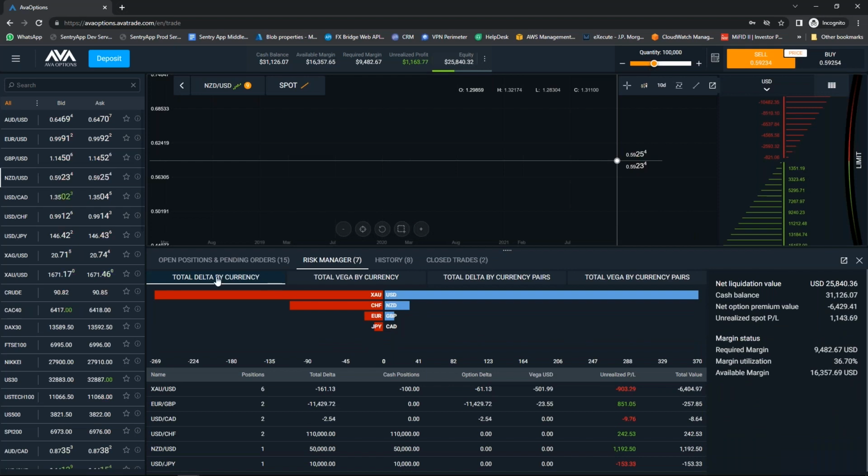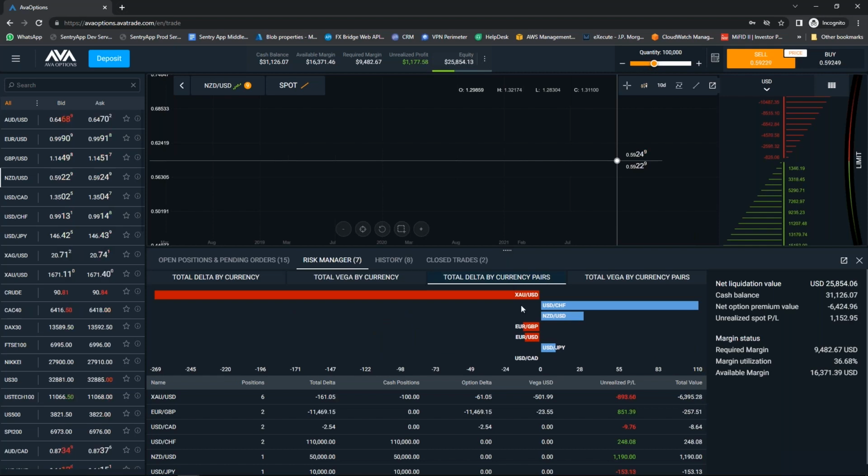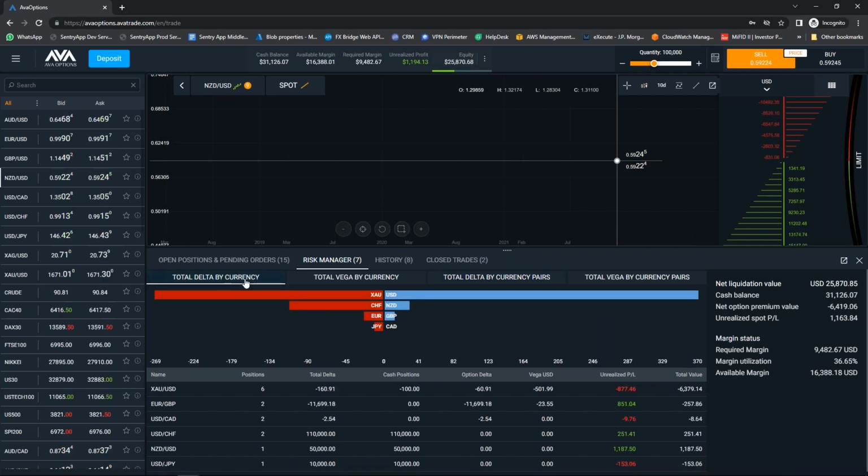You can see our total exposure, the bar charts by currency. You can also see delta by currency pair. So net we're short gold, we're long dollar Swiss, we're long Kiwi. Again, breaking it down by currency instead of by currency pair. That's the difference between these two bar charts.